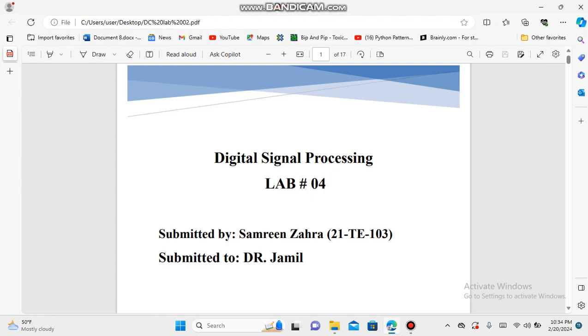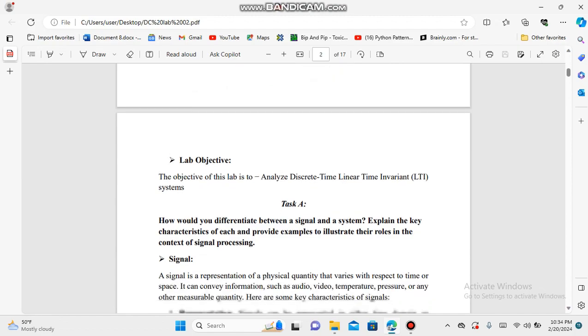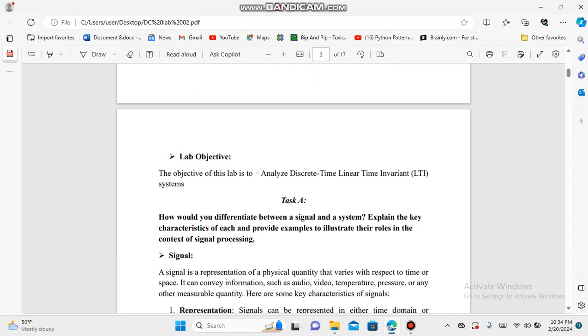Today we are going to perform lab number 4 of digital signal processing. The main objective of this lab is to analyze the discrete time linear time invariant system. So the question arises: what are linear time invariant systems? Linear time invariant systems are those systems in which adding the same delay to the input signal gives the same delayed output signal.